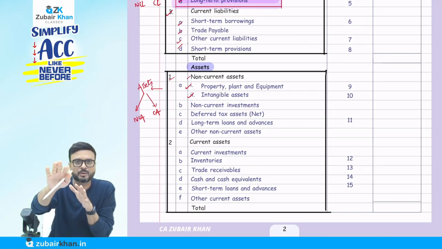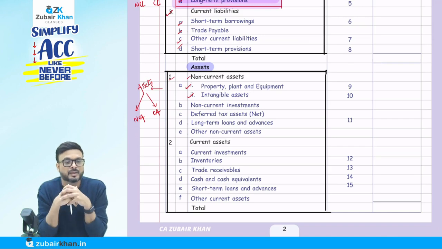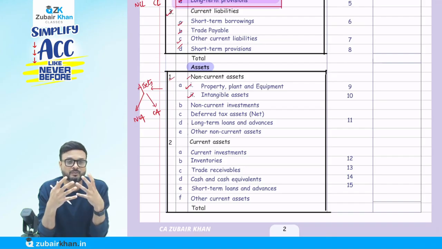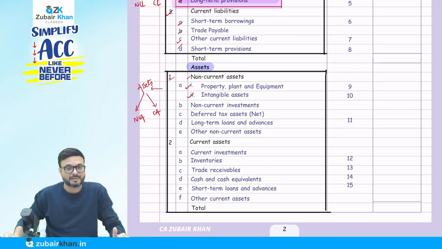I will come to notes to account number 9 and 10. But what is this intangible asset? An intangible asset basically means an asset that is going to help me that year, but I cannot touch it. What does it mean, that I cannot touch it?